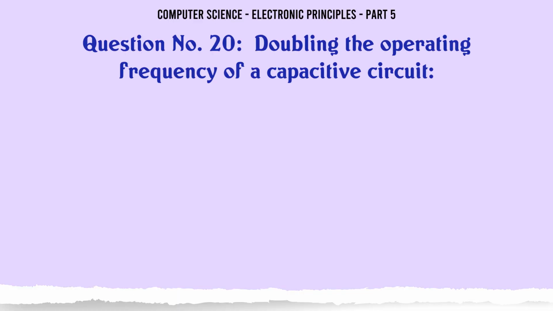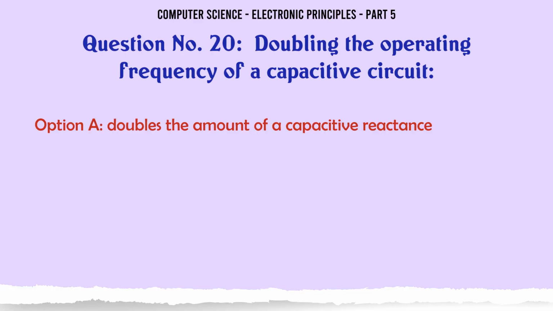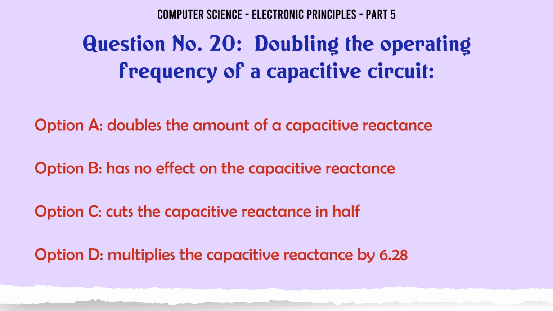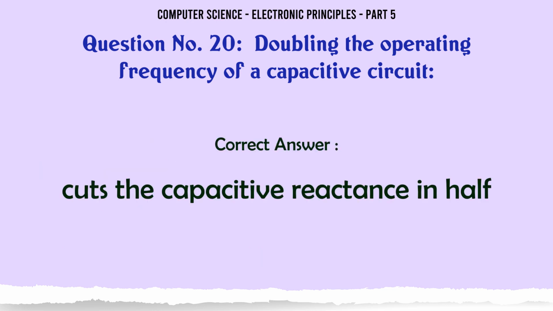Doubling the operating frequency of a capacitive circuit. A. Doubles the amount of a capacitive reactance. B. Has no effect on the capacitive reactance. C. Cuts the capacitive reactance in half. D. Multiplies the capacitive reactance by 6.28. The correct answer is cuts the capacitive reactance in half.